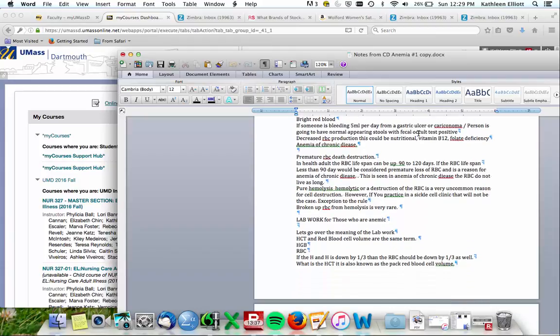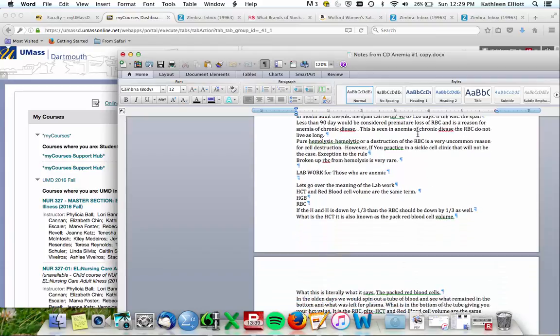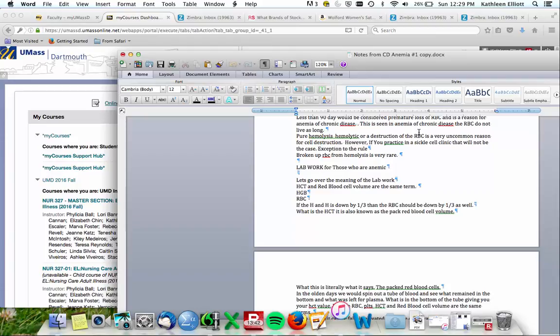Lab work for those who are anemic. Let's go over the meaning of some of the lab work. Hematocrit and RBC volume are the same term. So hematocrit and red blood cell volume are the same term. You have hemoglobin, you have red blood cell, RBC. If hematocrit and hemoglobin are drawn and the hematocrit and hemoglobin are down by 1/3, then the RBC should be down by 1/3 as well.